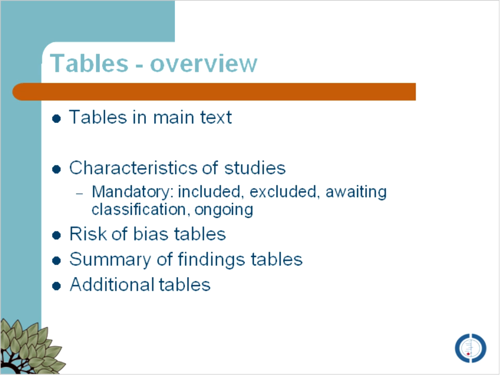Okay, so as a brief overview, in terms of tables, RevMan 5 allows you to do tables in the main text of your review. For the characteristics of studies, it's mandatory that you use the table function. So you enter information on included studies, excluded studies, those awaiting classification, and ongoing studies. There are risk of bias tables, summary of findings tables, and additional tables.